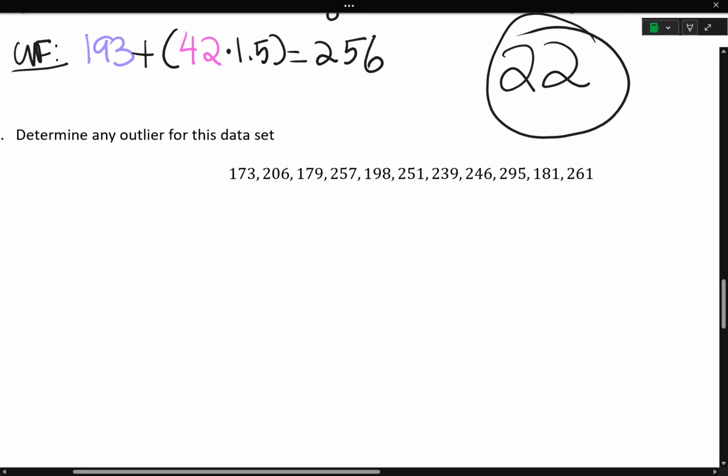In number 5, we have to rearrange our numbers just like we did in number 4. Remember, you got to do that, especially when you're finding medians.